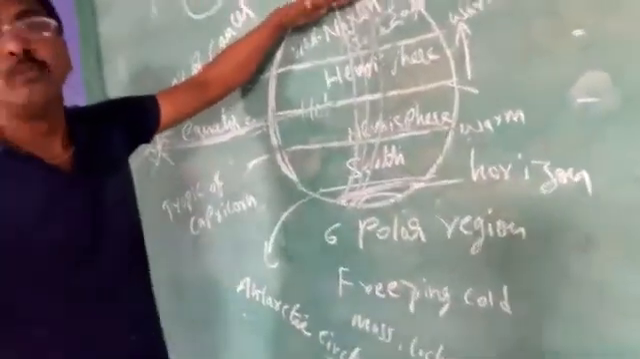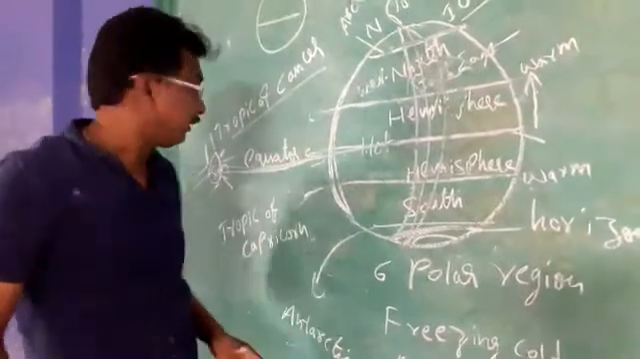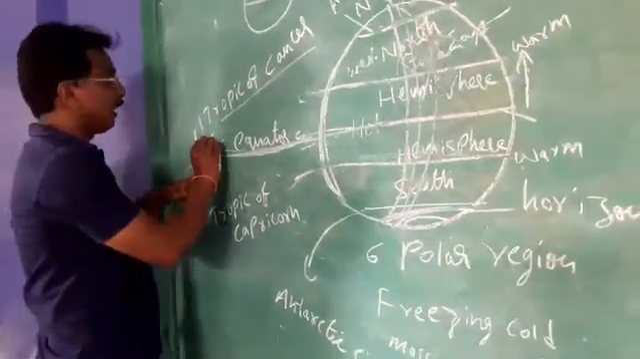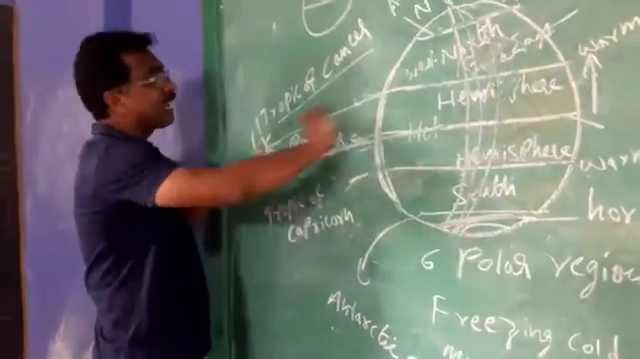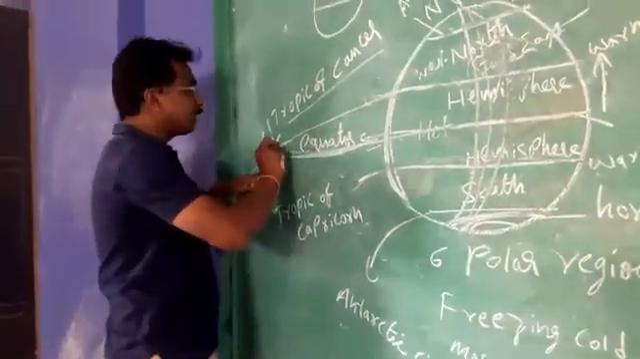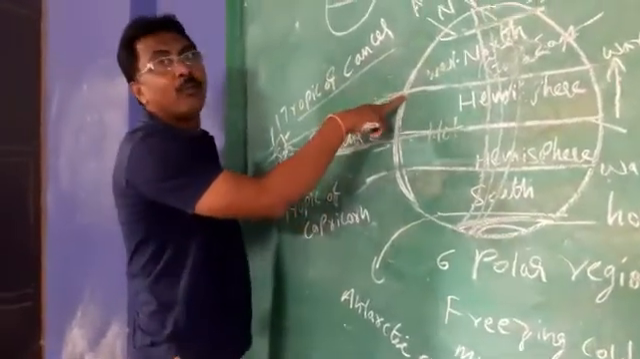So here a lot of cool will be there. Why is it cool? Because the sun rays are far. Now you see the rays this much long. The rays means the angle of incidence, we call. The sun rays are very far.